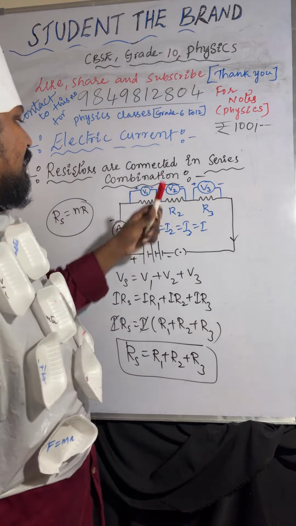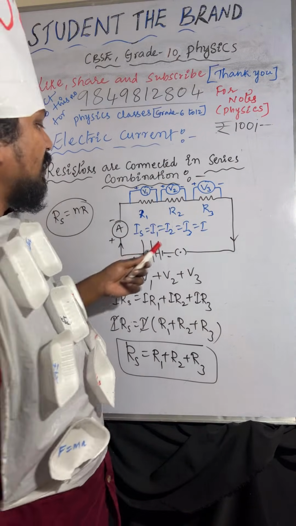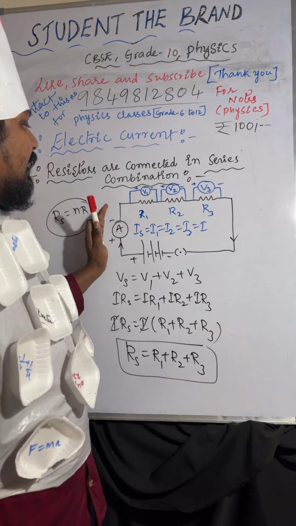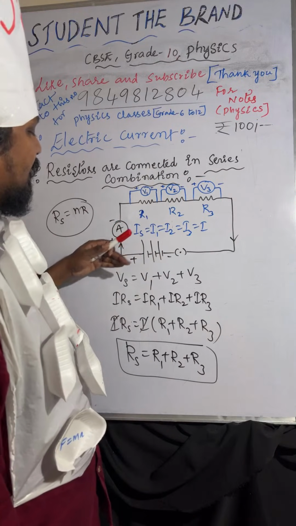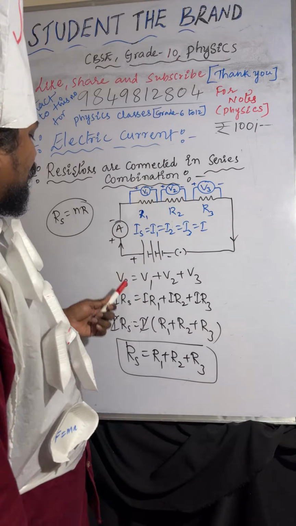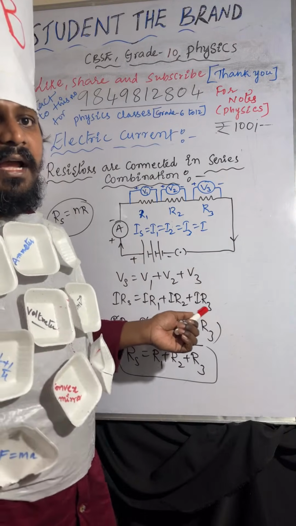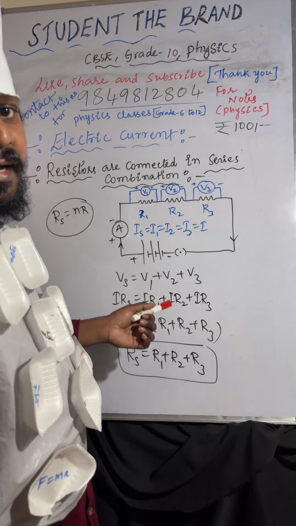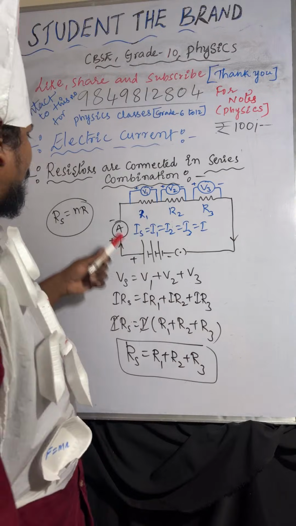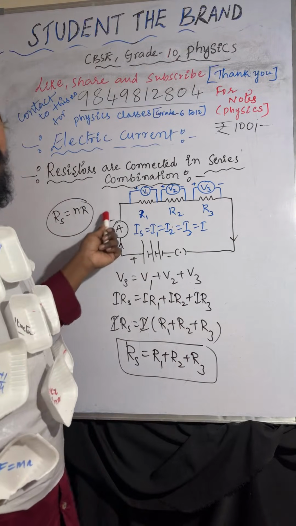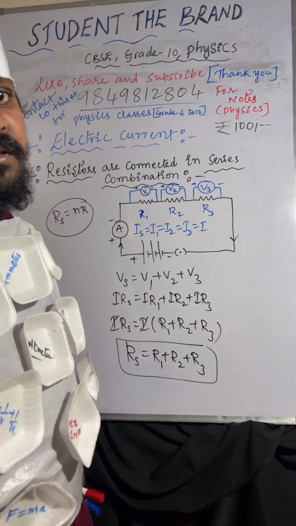So current is passing like this, R1, R2, R3, across R1 V1, across R2 V2, across R3 V3. Current is same throughout the circuit, but potential difference is different. That's why Vs equal to V1 plus V2 plus V3. Vs equal to IRS, V1 equal to IR1, V2 equal to IR2, V3 equal to IR3. Taking I common, I get cancelled, then RS equal to R1 plus R2 plus R3. If n number of resistors are connected in series combination, then RS equal to nR.